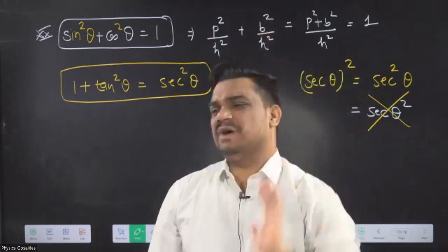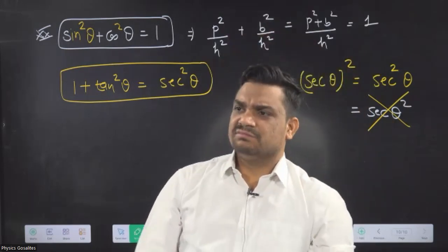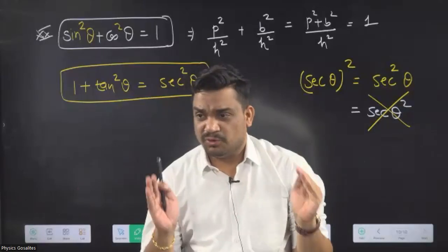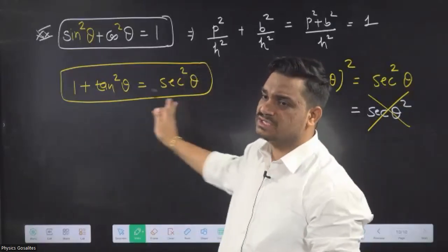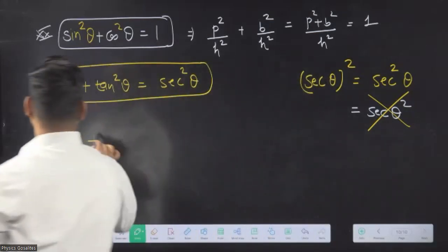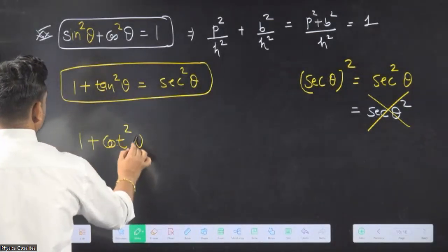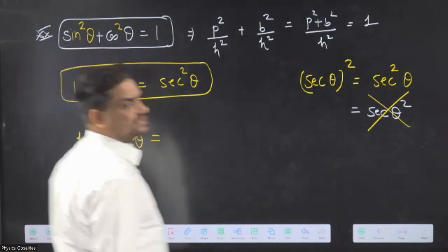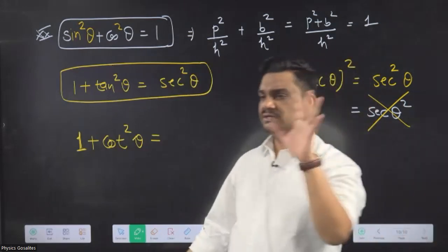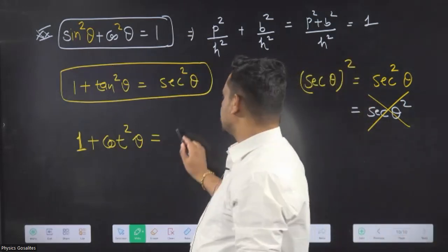And proof is not required, I am saying. Okay, you are not in your board examination where you have to write the proof. Okay, 1 plus tan square theta is sec square theta. 1 plus cot square theta, can you tell? 1 plus cot square theta, what will this be? This is going to be cosec square theta.